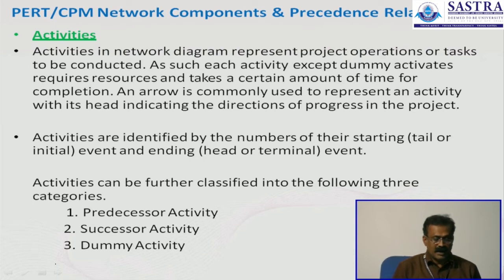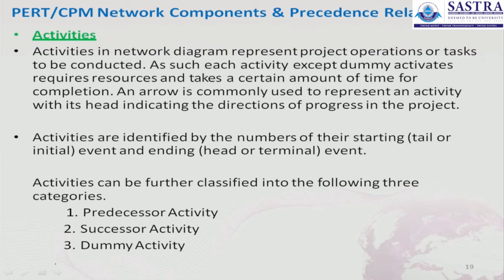Activities are identified by the numbers of their starting event, that is the initial event, and ending event. So, the ending event means it is a head or terminal. Activities can be further classified into three categories. Events are of two categories: merge event and burst event. But activities are categorized into three: the first one is predecessor activity, the second one is successor activity, and the third one is dummy activity.